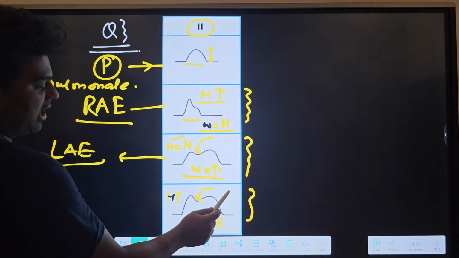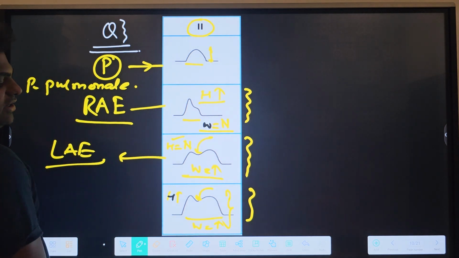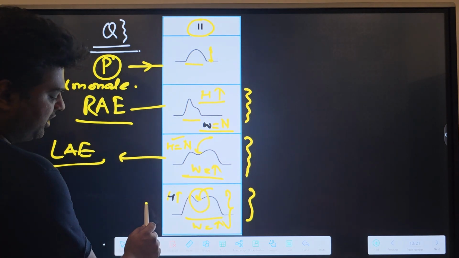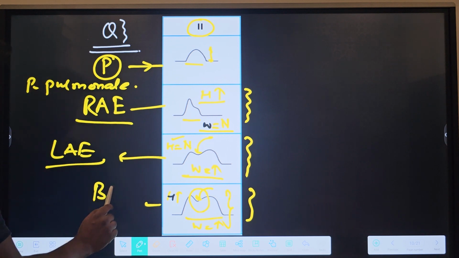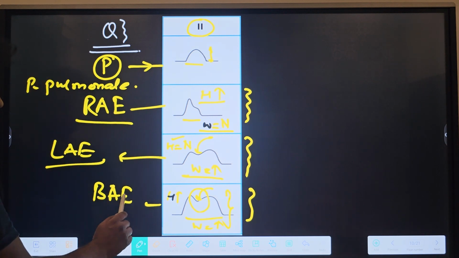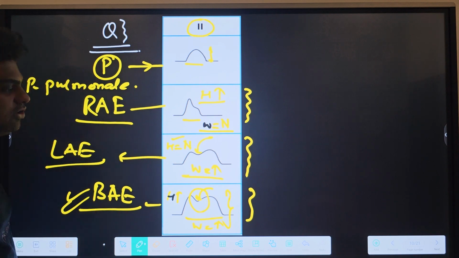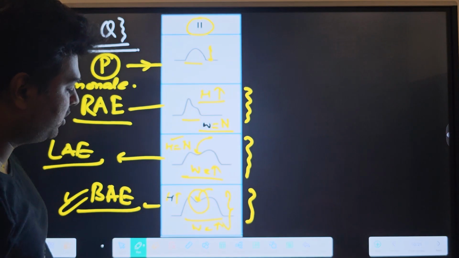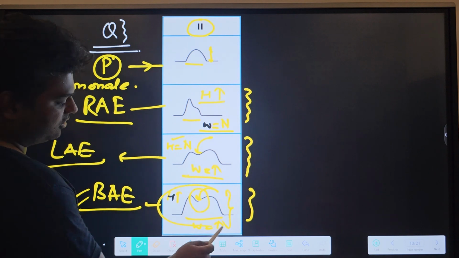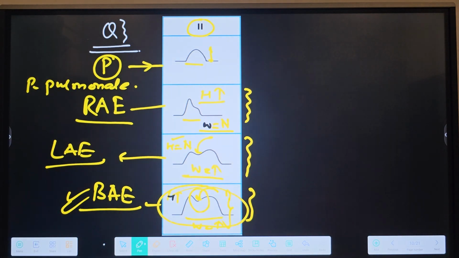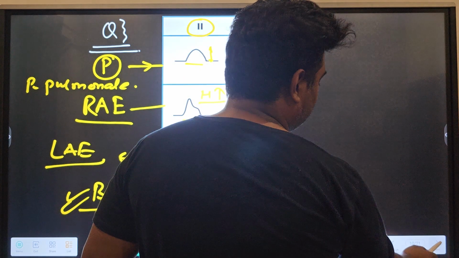And here height and width both are increased, and there is a notching. That means it is a case of biatrial enlargement. This can be seen in cases of severe mitral valve stenosis. So biatrial enlargement, this ECG condition, you can see in cases of severe mitral stenosis.